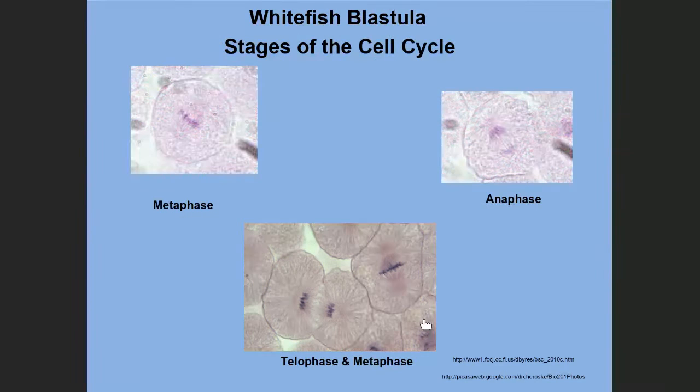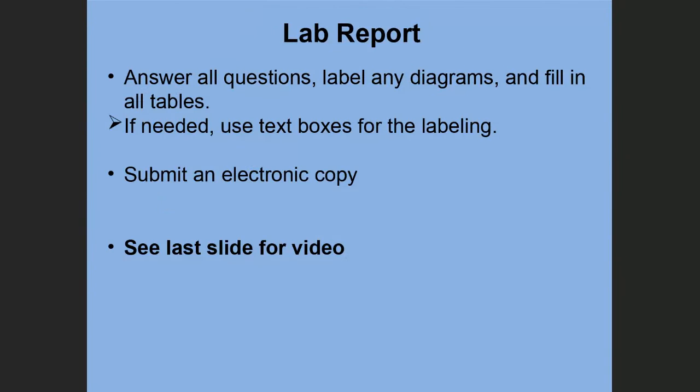Here's a group of cells that make up that same embryo. They're all part of the same blastula, but you can see they're showing you two cells at different stages, metaphase and telophase. Make sure you label what phase of mitosis they're in. Same as usual, answer all the questions, label any diagrams.